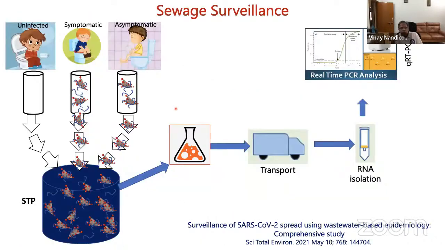We were involved in sewage surveillance. Essentially, all of us, whether asymptomatic or symptomatic, shed virus in our feces. That can be detected, and one can figure out the viral load based on multiple mathematical calculations, and also figure out if new variants are emerging by performing sequence analysis.